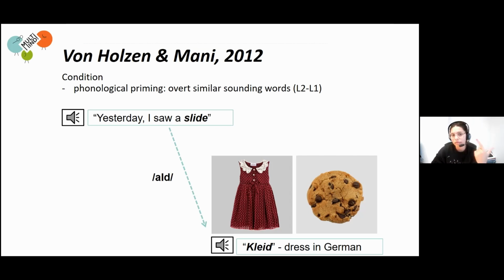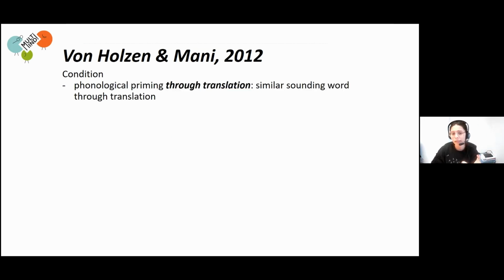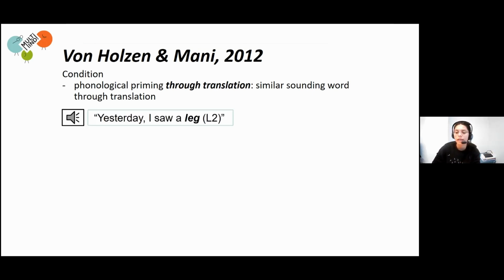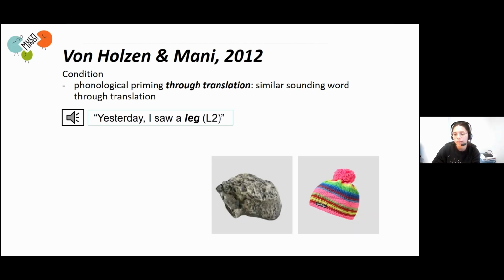In this other condition, they presented children with a sentence like, "Yesterday I saw a leg." And then they presented two pictures and then they named a target. In this case, Stein, which in German means stone. The idea is that the looking behavior of the children would be modulated by the previous presentation of this prime, because the translation for leg is Bein, and Bein sounds similar to Stein.